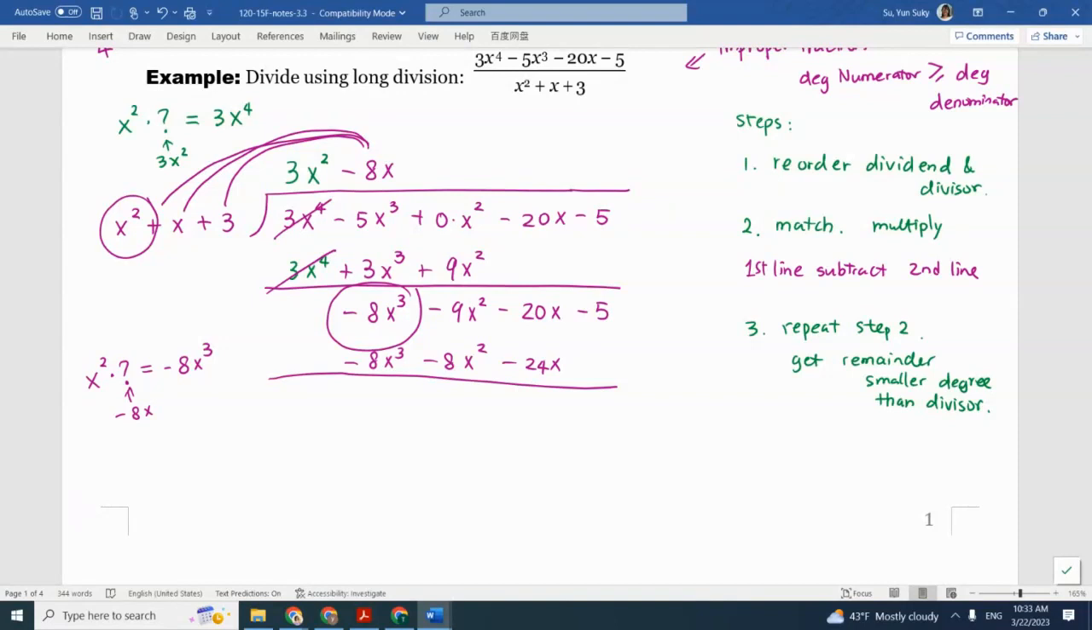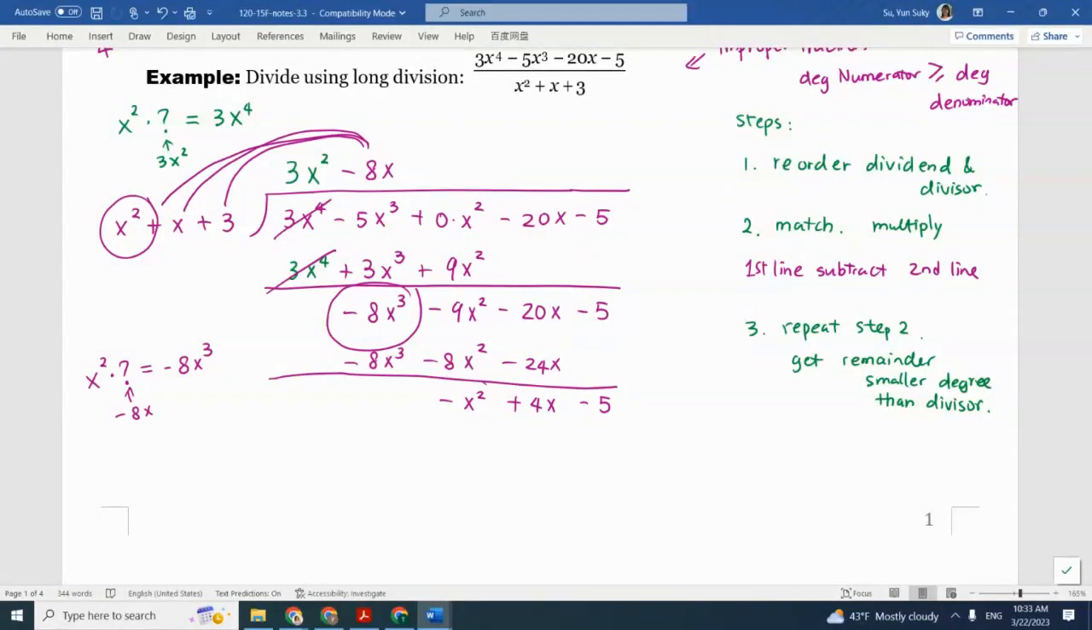Okay, negative 9x squared minus negative 8x squared. Positive or negative? Negative 1, because it's negative 9 plus 8. So, negative x squared. How about negative 20x minus negative 24x? Positive 4x. And minus 5 minus 0 is minus 5. Right?